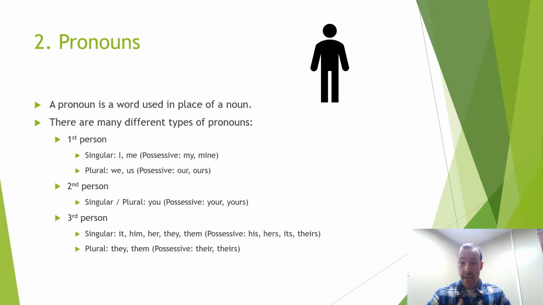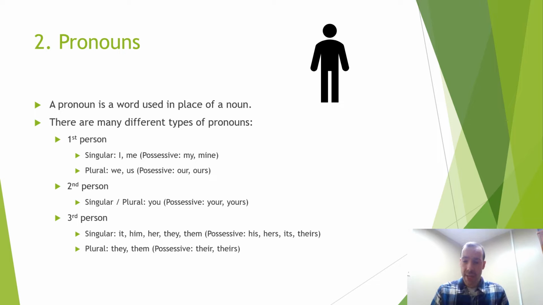Pronouns. A pronoun is a word that we use in place of a noun. So instead of saying a noun like person, we might use a pronoun like I, or he, or she, or they. There are many different types of pronouns. We talk about pronouns being first, second, or third person. First person pronouns refer to ourselves. You can have singular pronouns like I or me.